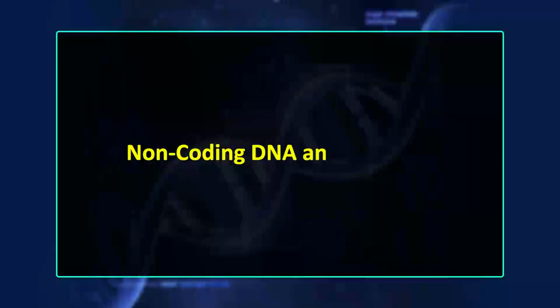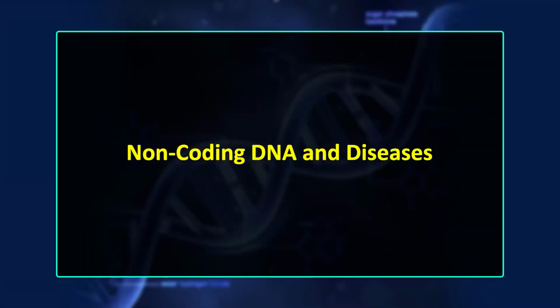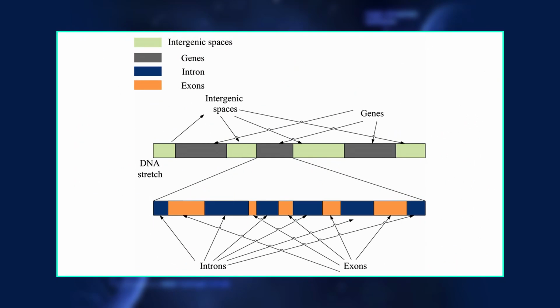Dear students, let's now discuss non-coding DNA and diseases. Many regions of non-coding DNA play a role in the control of gene activity, meaning they help determine when and where certain genes are turned on or off. Other regions of non-coding DNA are important for protein assembly.